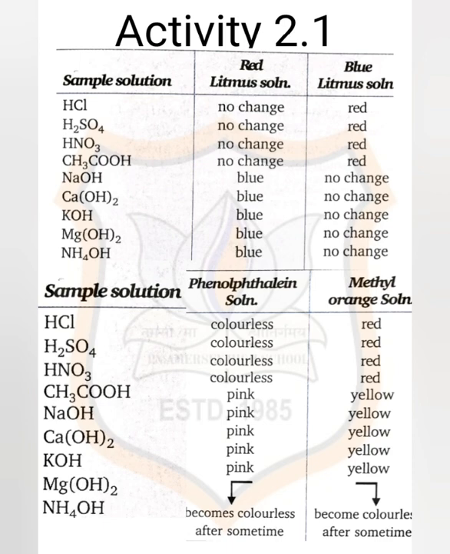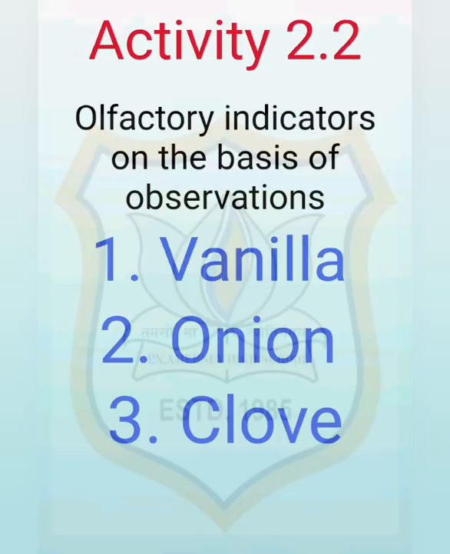But there are some substances whose odor changes in acidic or basic media. These are called olfactory indicators. So let us discuss an activity. Activity 2.2. Consider some finely chopped onions in a plastic bag along with some strips of clean cloth. Tie up the bag tightly and leave overnight in the fridge. The cloth strips can now be used to test for acids and bases.